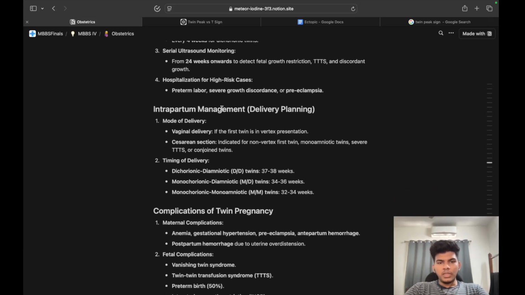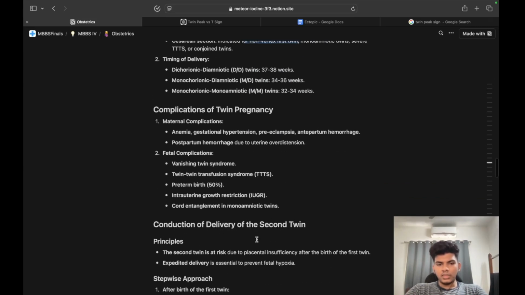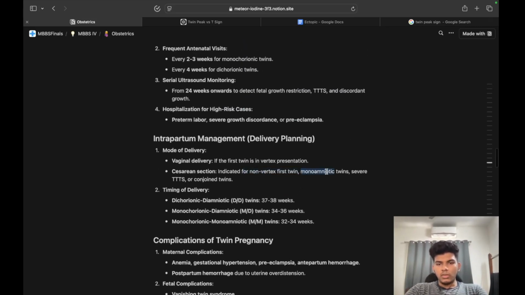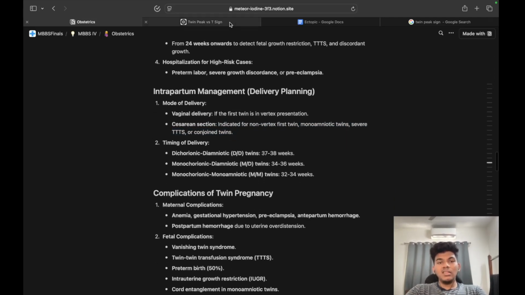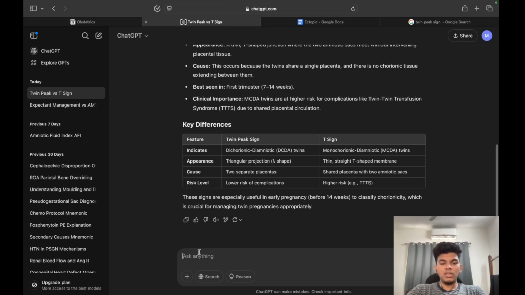Intrapartum management, so during the delivery, mode of delivery: vaginal delivery if the first twin is in vertex presentation, and cesarean section indicated for non-vertex first twin. We will go into a lot more detail in the coming section. Just overall, in brief, cesarean is also indicated for monoamniotic twins, severe TTTS and conjoined twins. And we have been seeing this TTTS repeatedly, so let's see what this is.